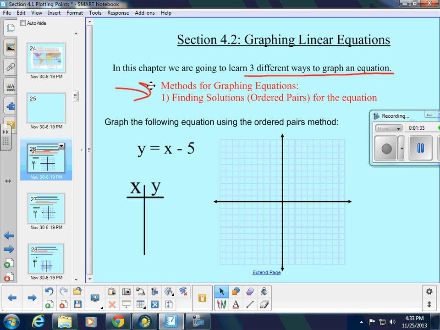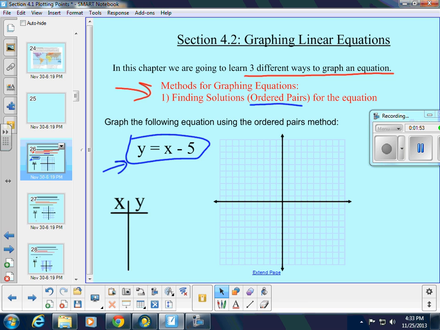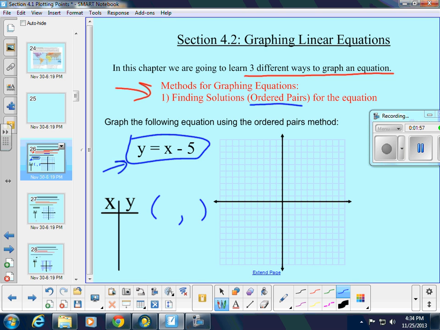How do I find some ordered pairs to be able to graph an equation, let's say, like y equals x minus 5? What we're looking for is ordered pairs. Those are solutions to this particular equation, y equals x minus 5. I'm going to use this table to organize my ordered pairs. Another way you can write them is just in parentheses with a comma, but what we're looking for is solutions to an equation like this.